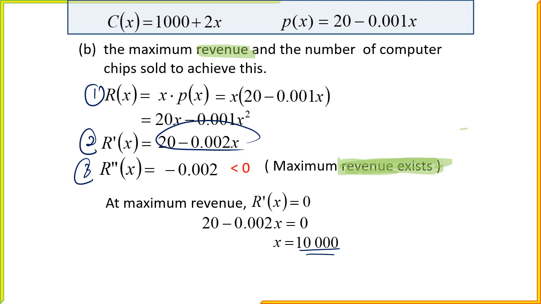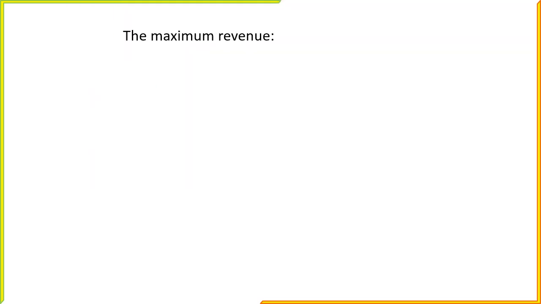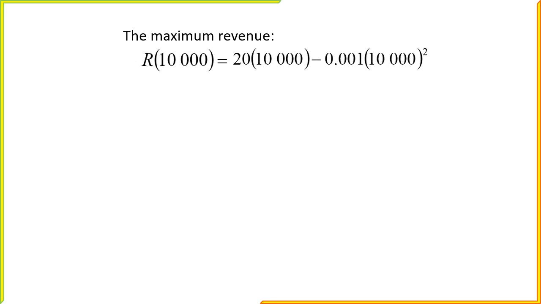Okay, so when we sell 10,000 computer chips, we will have the maximum revenue. But the question asks for the maximum revenue. What is the maximum revenue? So we need to substitute X equal to 10,000 microchips into the revenue function. So the maximum revenue is equal to R of 10,000, which is 20 of 10,000 minus 0.001 of 10,000 squared, which is equal to RM199,990. So this is the maximum revenue that we will get.